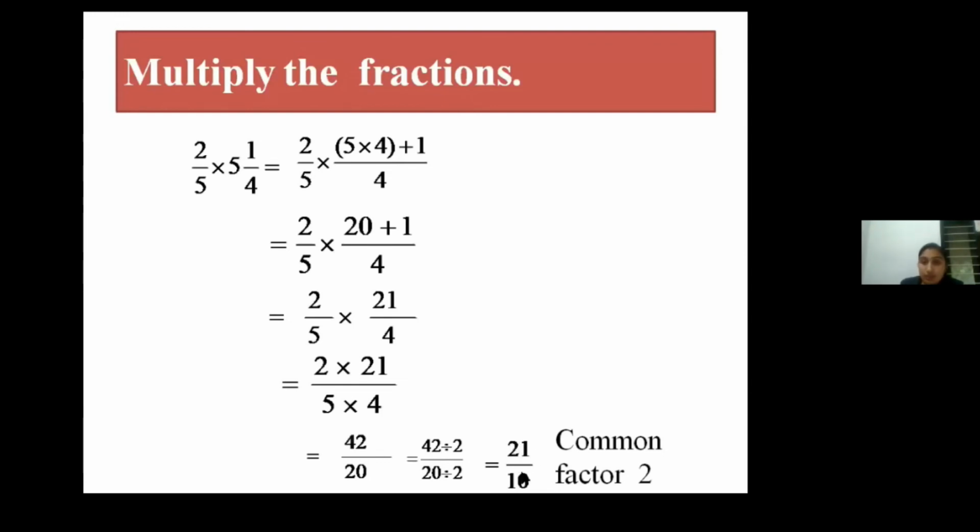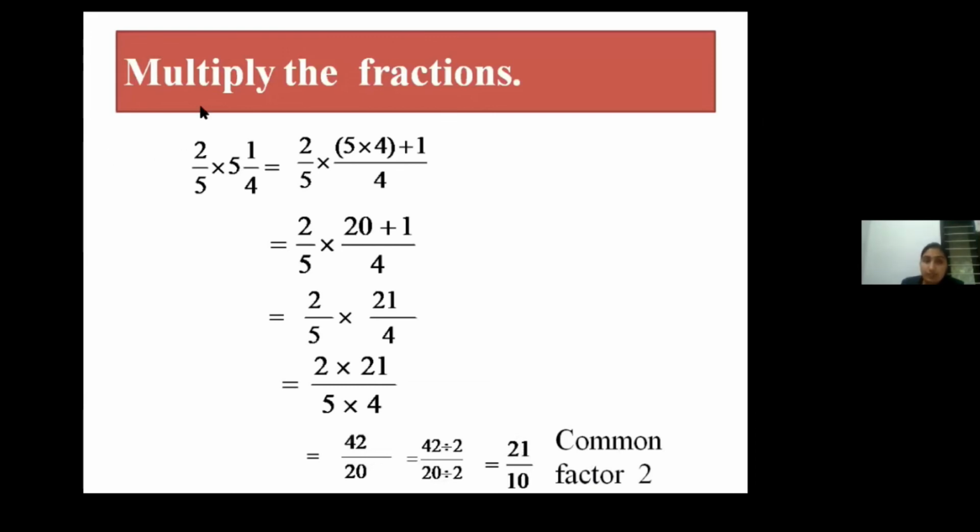In 21 and 10 there is no common factor between these two numbers. But 42 and 20 have a common factor, that factor is 2. We can divide these numbers with 2. That is 42 by 2 is 21. 20 by 2 is 10. The answer is 21 by 10.